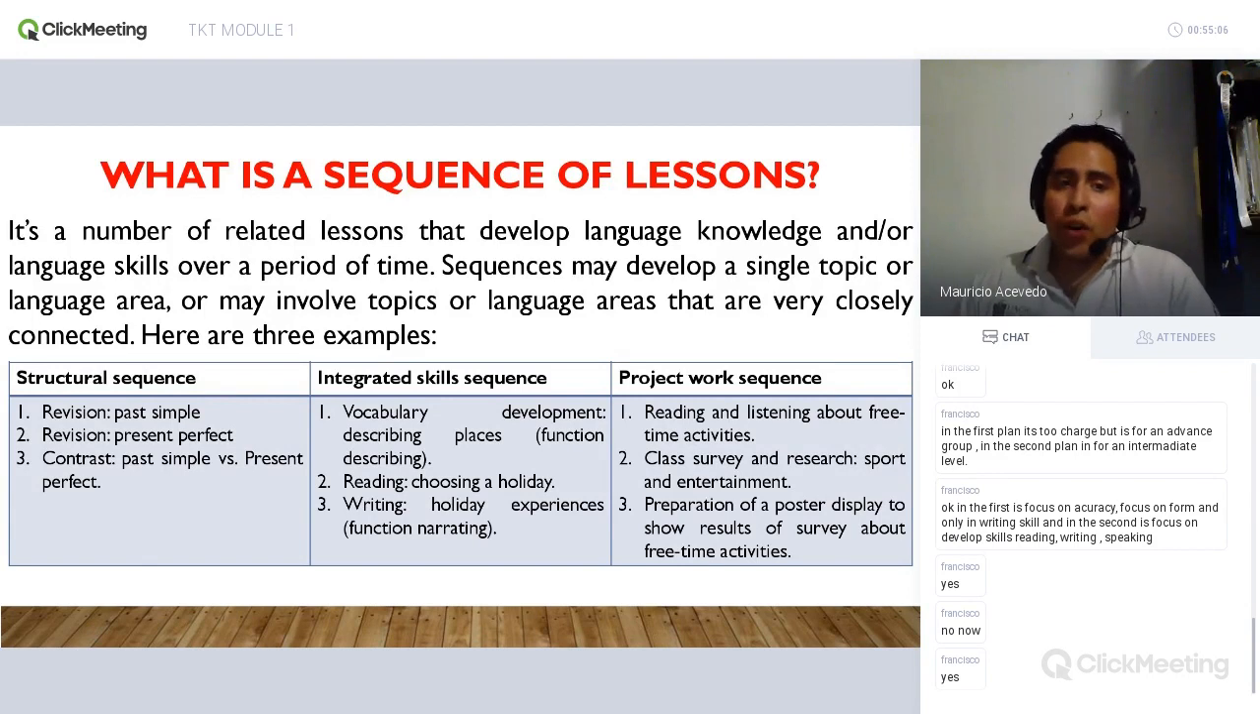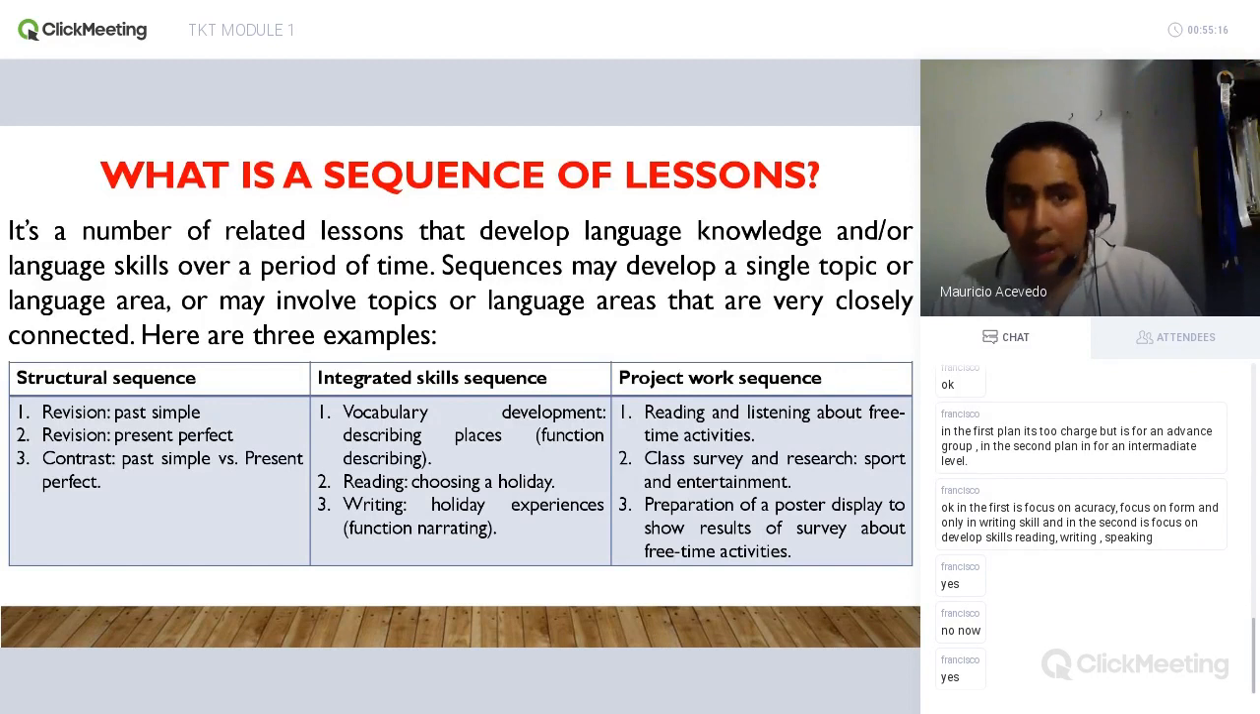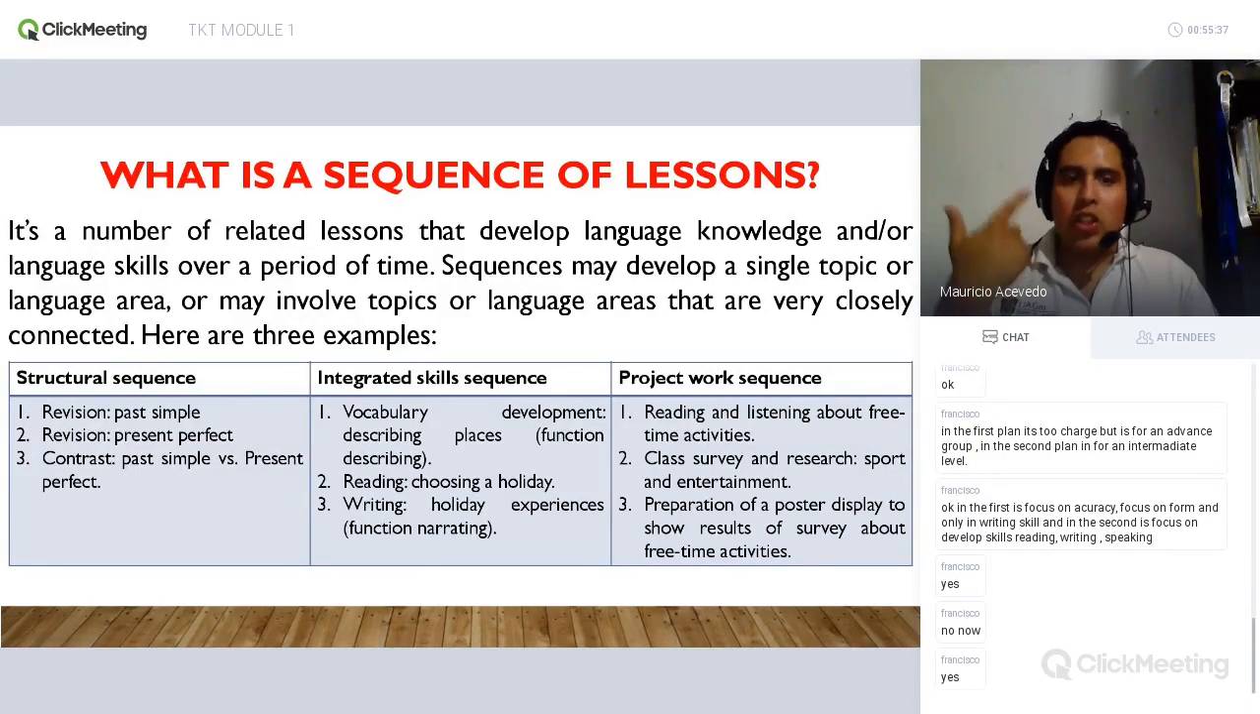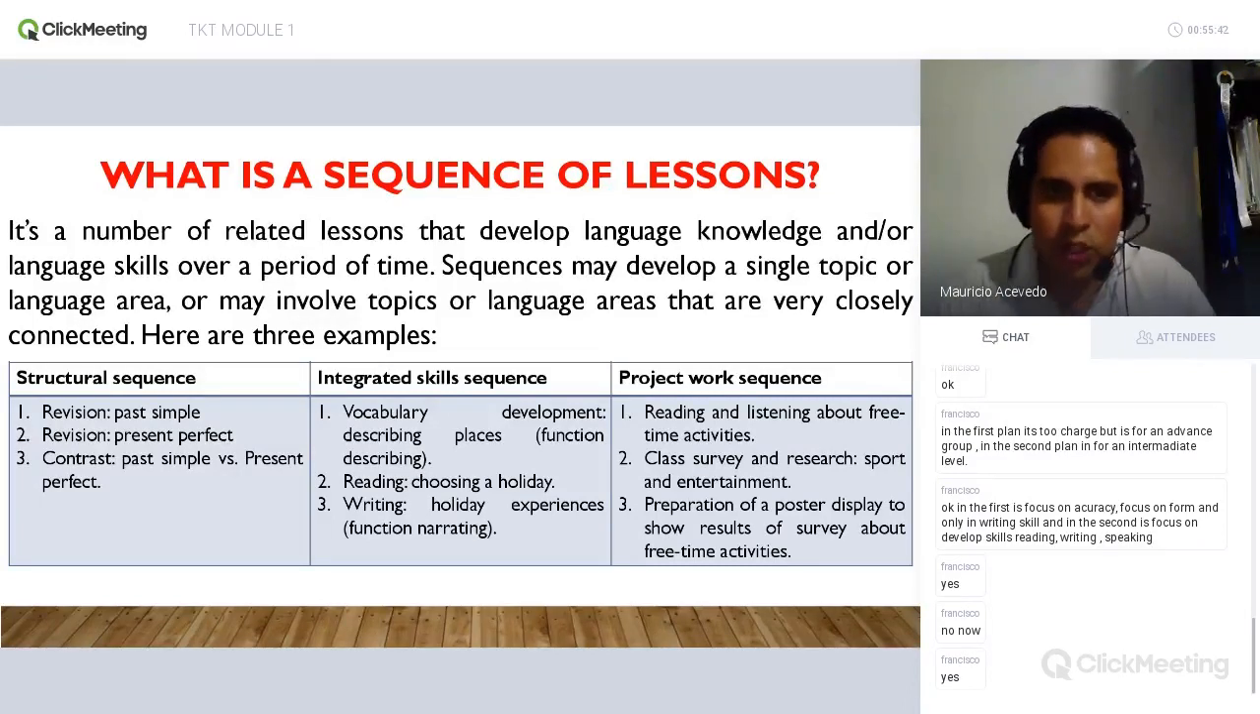So you don't look first at future perfect and then contrast future perfect with past simple. Nothing to do, right? One is in past and the other is in future. But in this case, you can contrast the past simple and the present perfect because they are somehow related. We can have other kinds of integrations, for example, an integrated skill sequence: number 1, vocabulary development, describing places, function describing. Number 2, reading, choosing a holiday. Number 3, writing, holiday experience, function, narrating.